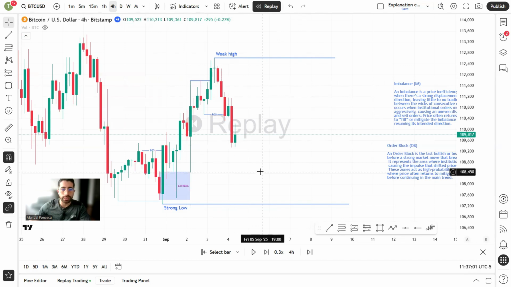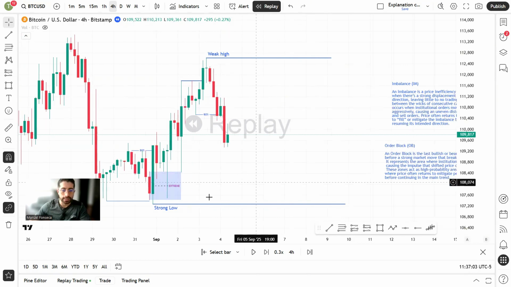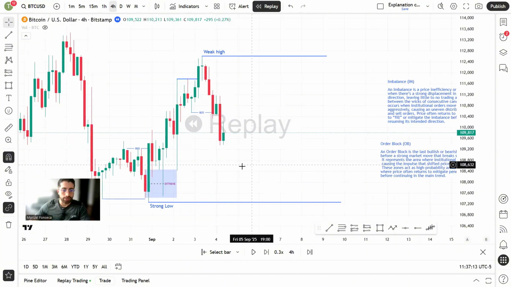Now we're going to try to analyze if there is any type of imbalance, but so far there is no imbalance in this bullish example. Now, what are we going to do? What should we wait for here? Well, there are two possibilities.